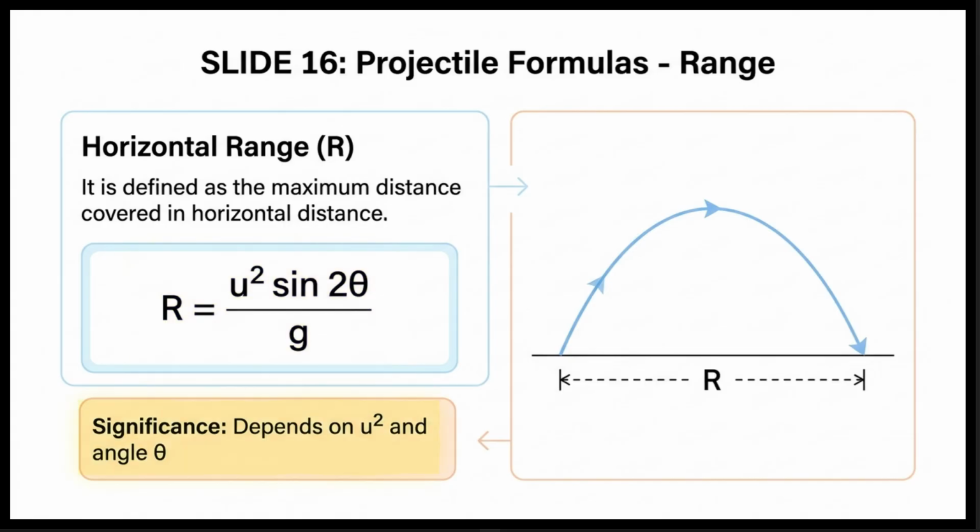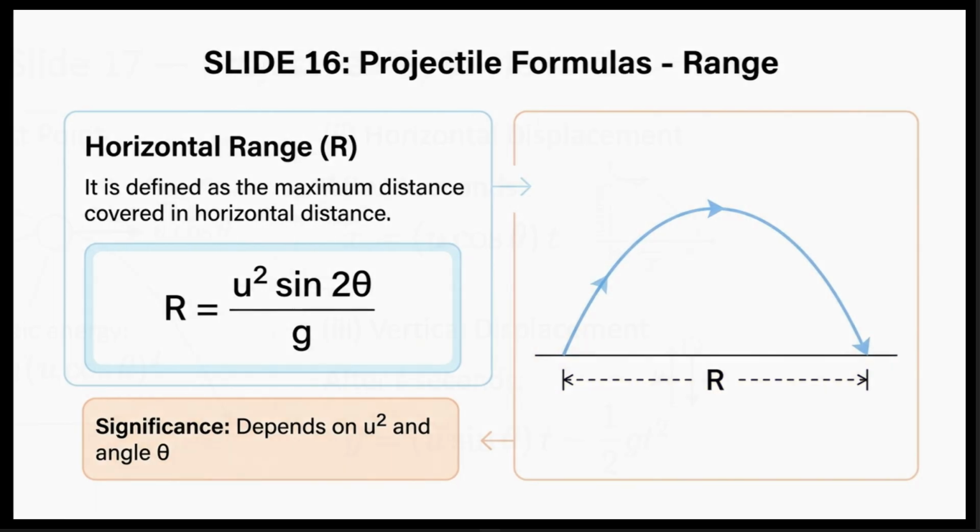This compact equation highlights the significance of our variables. Range depends explicitly on the square of the initial speed and the launch angle theta. We can see this full horizontal sweep clearly in the diagram, where r represents the displacement along the landing plane.